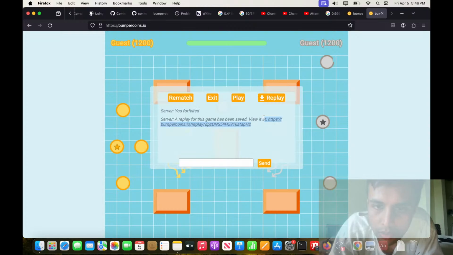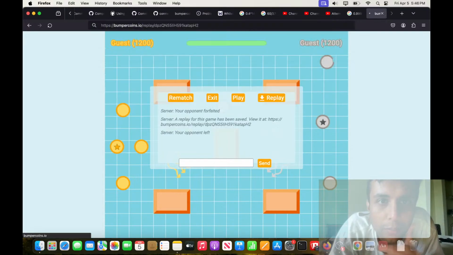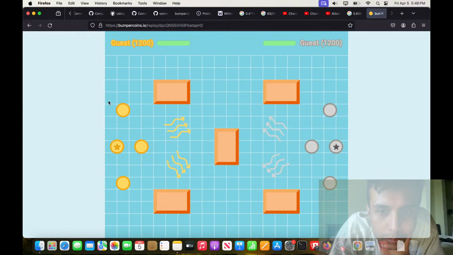So you see that right there? There's actually a replay there. Anyways, actually I could just open the replay file. Very dumb replay, just this coin's moving a bit, I think.